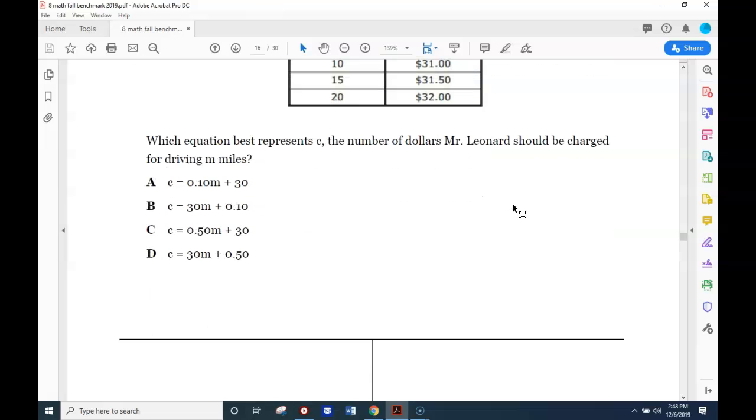Which equation best represents C, the number of dollars Mr. Leonard should be charged for driving M miles? A, C equals 0.10M plus 30. B, C equals 30M plus 0.10. C, C equals 0.50M plus 30. D, C equals 30M plus 0.50.